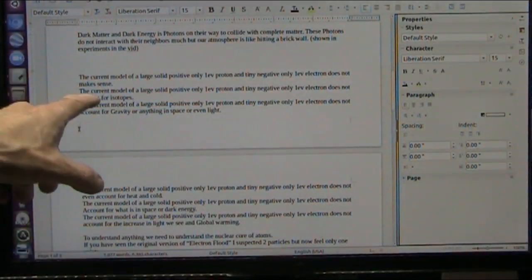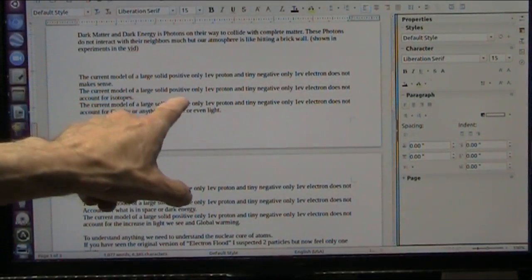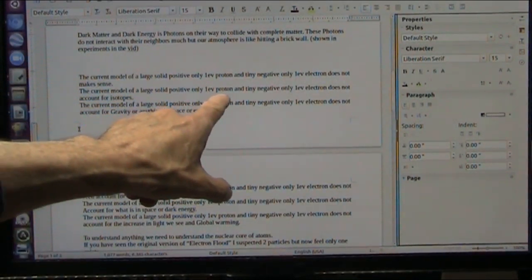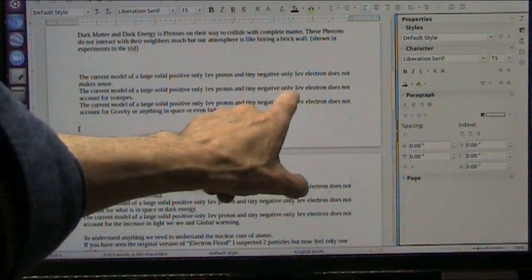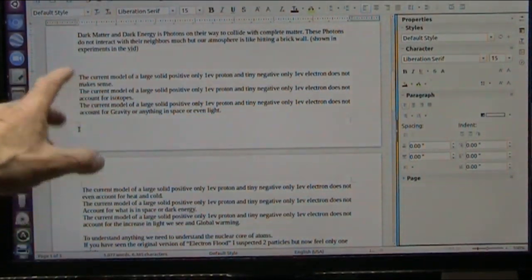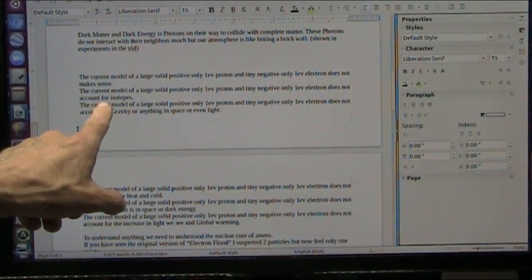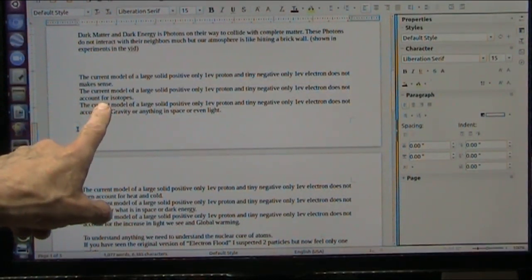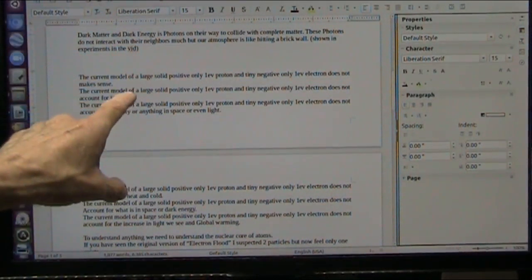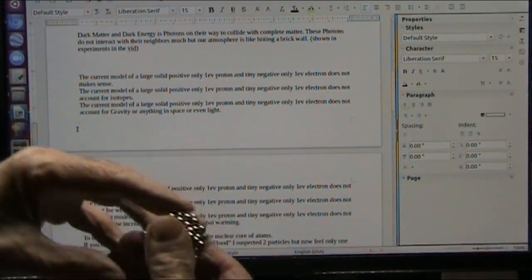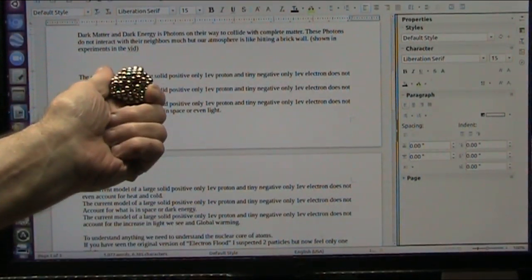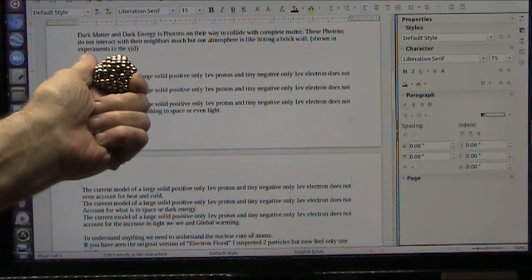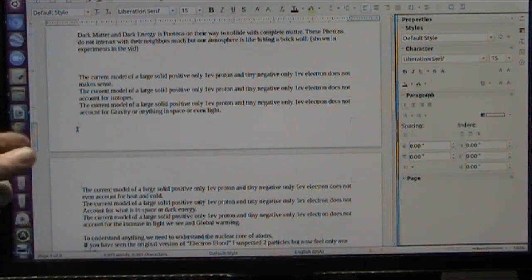It doesn't make sense. Current model: large, solid, positive, only one electron volt, and a tiny negative still has only one electron volt. And that has no way to account for the isotopes. None whatsoever, unless you can break up those protons. And that's what I do. That's a proton. It has 1,836 electrons. All right? We're going to go into great detail about this.